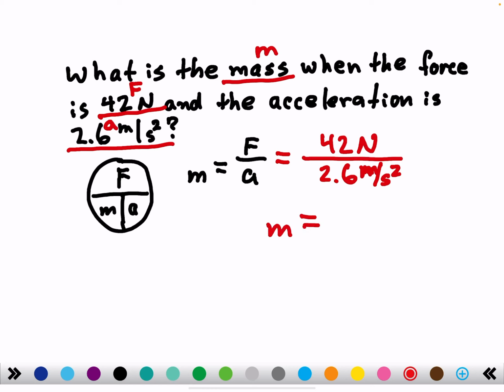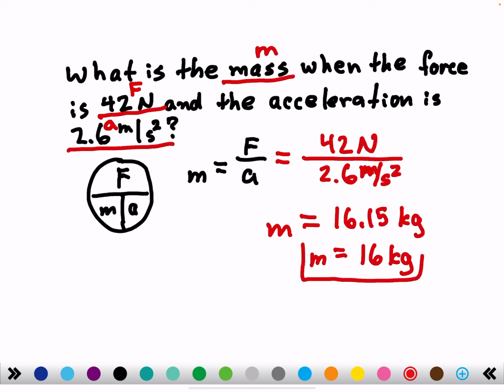And we go to the calculator, we find that the mass is about 16.15 kilograms, but we notice that both our force and our acceleration have two significant figures. So we would represent the mass, the final answer, as 16 kilograms.